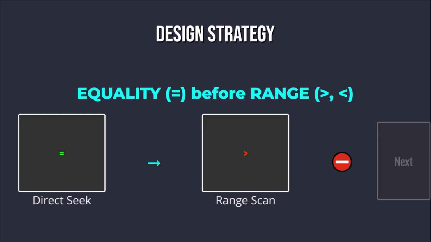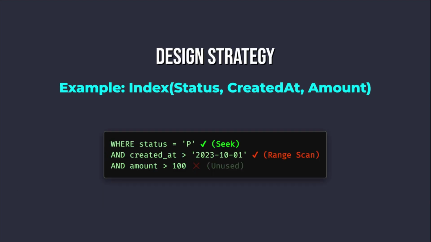When designing the column order, place equality conditions before range conditions. An equality condition, like user identifier equals 42, allows the index scan to jump directly to the relevant block. A range condition, such as order date greater than 2023-01-01, stops the index from utilizing subsequent columns for filtering.